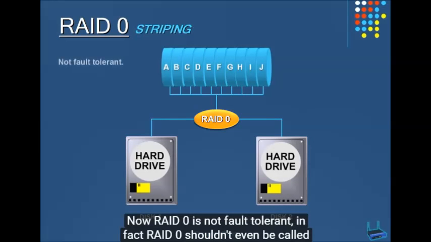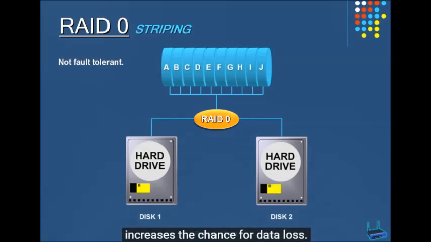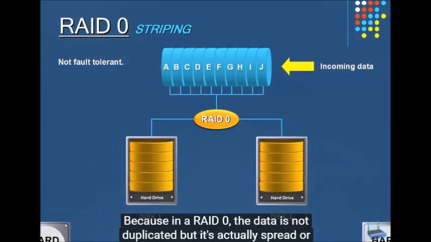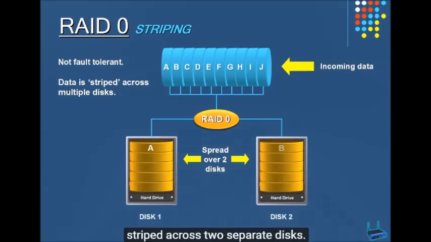Now RAID 0 is not fault tolerant. In fact, RAID 0 shouldn't even be called RAID, because not only does it not provide fault tolerance, it actually increases the chance for data loss. Because in a RAID 0, the data is not duplicated, but it's actually spread or striped across 2 separate disks.